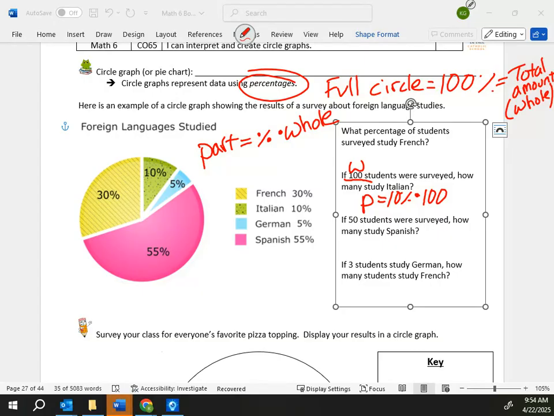But down here it says 3 students studied German. How many students studied French? Well, 3 students studied German. How many whole are there? How many students altogether? So we know that 3 students is our part. German is that 5%. We're looking for our whole, so that's when we divide by 0.05. So you do that opposite operation if you're looking for your whole number. You just multiply them together if you're looking for the part. So it's your job to determine, is 3 students our whole number or our part?